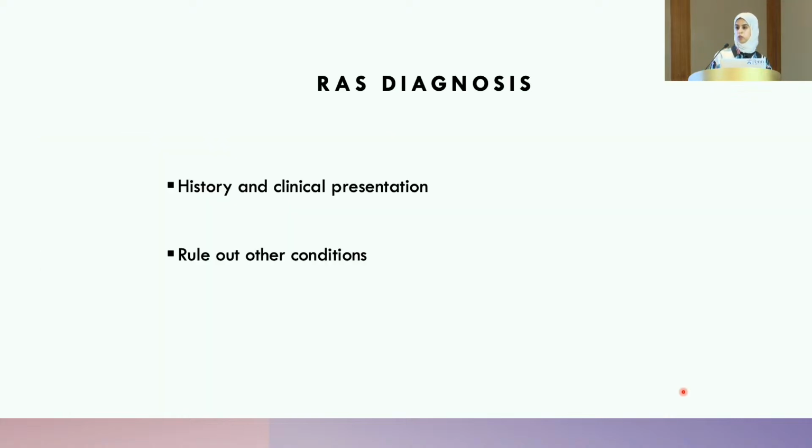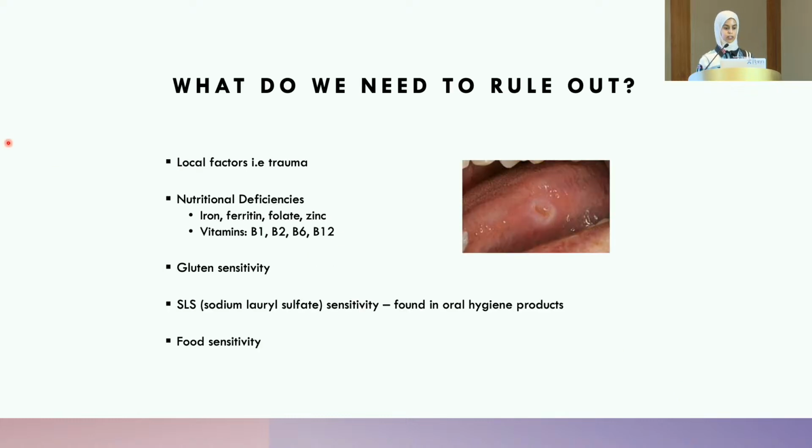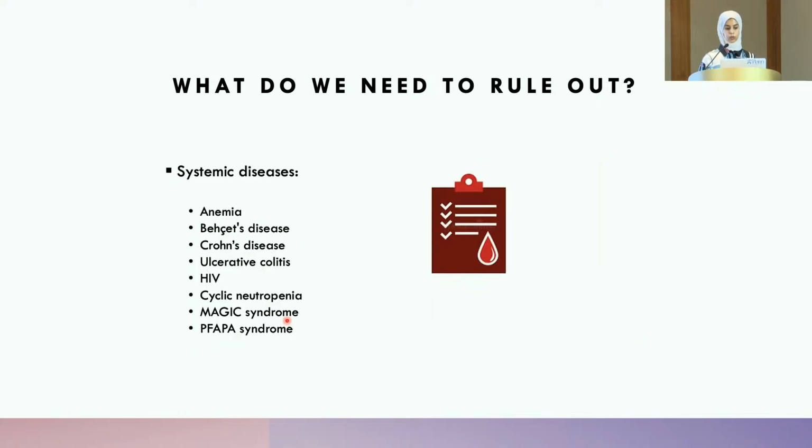So how do we diagnose recurrent aphthous stomatitis? Generally, we do this just through the patient's history and clinical examination, but in some cases, we do want to rule out other conditions. Things like local factors like trauma, nutritional deficiencies, any sensitivity to gluten, SLS, which is commonly found in oral hygiene products, and any food sensitivities. Systemic diseases as well, like anemia, Behçet, Crohn's, ulcerative colitis, HIV, cyclic neutropenia, MAGIC, and PFAPA syndrome.